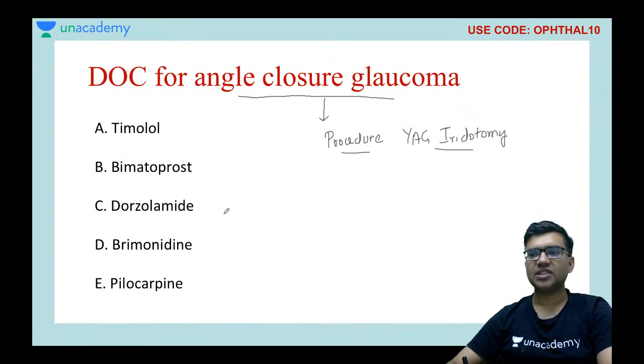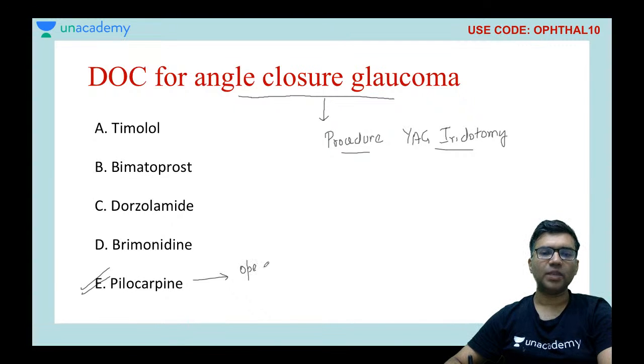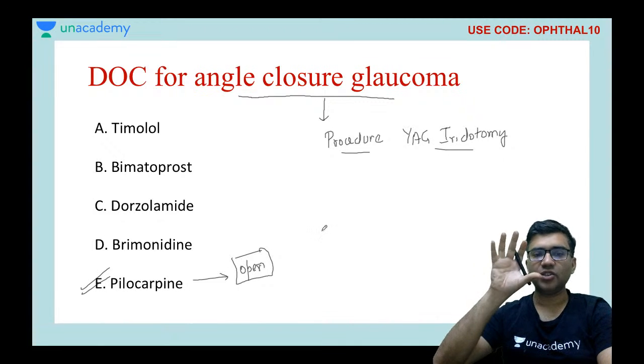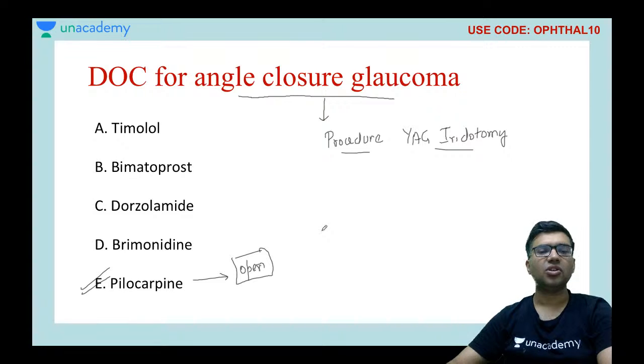The only drug which is FDA approved for angle closure glaucoma is your pilocarpine, because pilocarpine acts on the angles to open them. Okay, so pathogenically only this drug is acting on the angles, causing the contraction of your muscles so that they cause the opening of the angle. Okay, so the answer here is E, that is pilocarpine, not timolol. Okay.